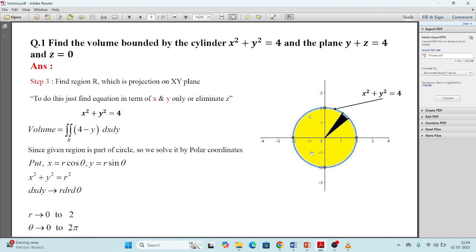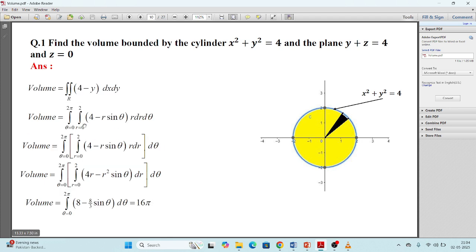So it is a complete circle, so the limit of theta will be 0 to 2 pi. For the radius, we consider 0, and this distance is constant from the origin, so I will consider this distance as 2, as the radius is 2. So these are the limits. Put the limits and the integration becomes: inner limits, limits of radius, outer limits, limits of theta. Further, by using the conversion, x is r cos theta, y is r sin theta, and dx dy is r dr d theta.